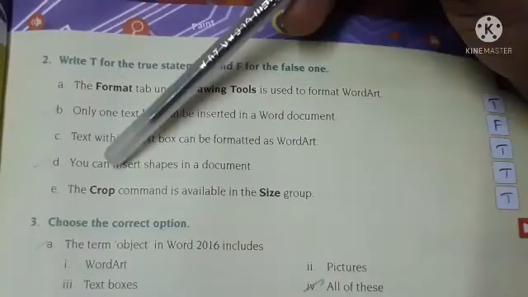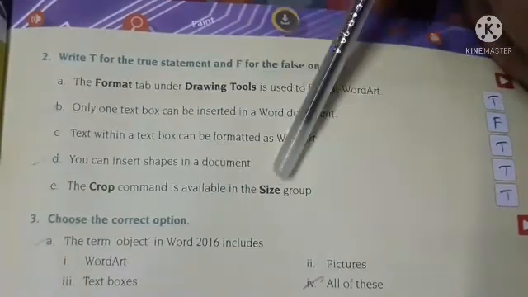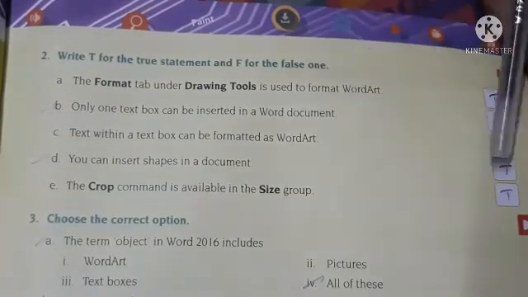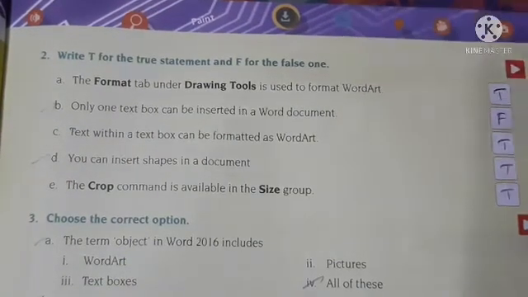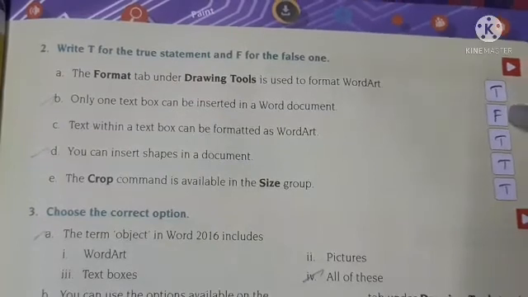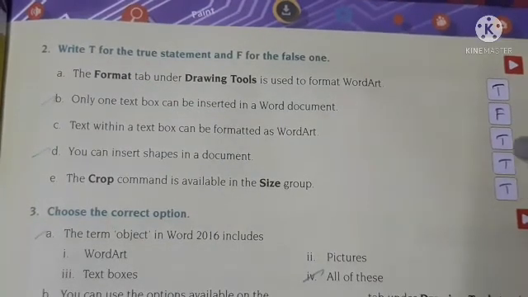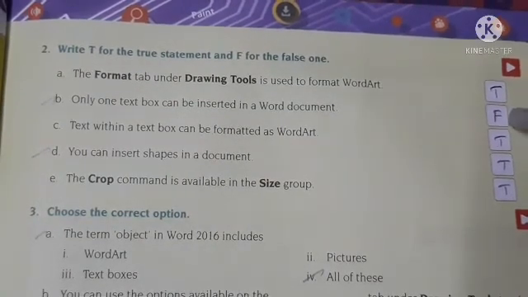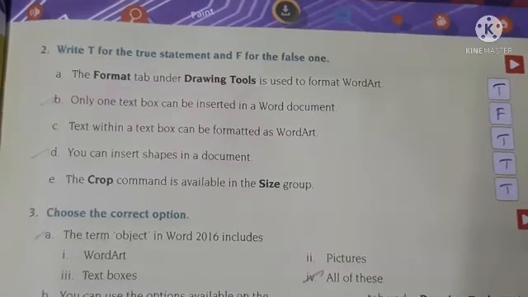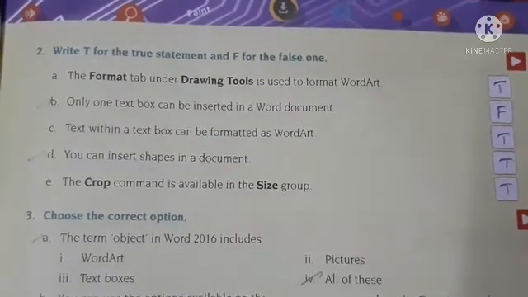Next one, the crop option is available in which group? Size group. That is true only, so we have to write T. So listen, first one true, then second one false, third, fourth and fifth also true. So only here it is false.